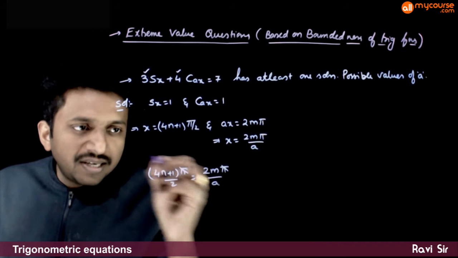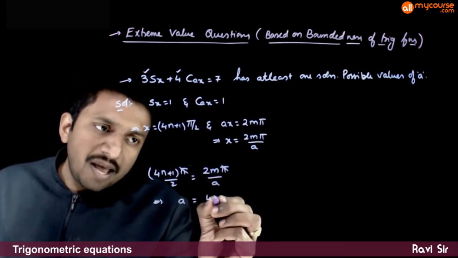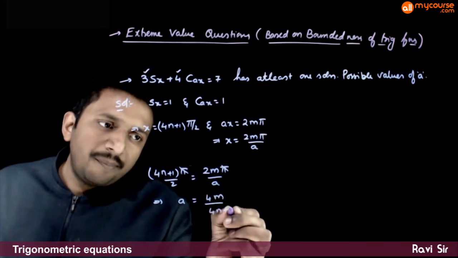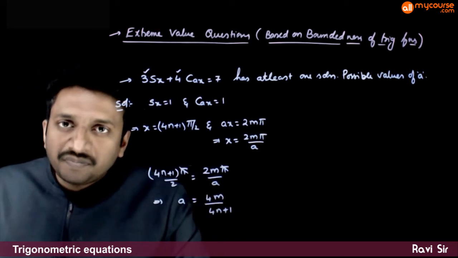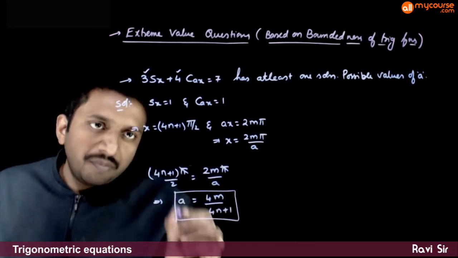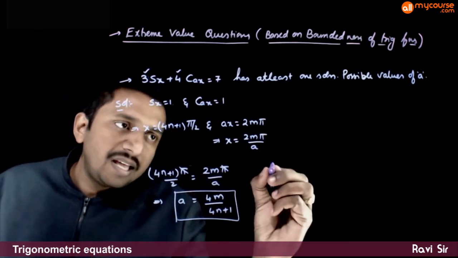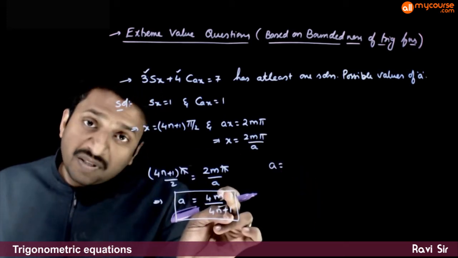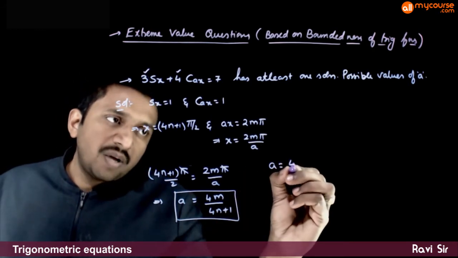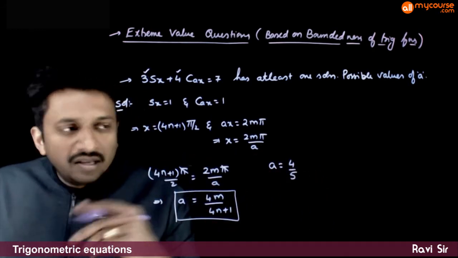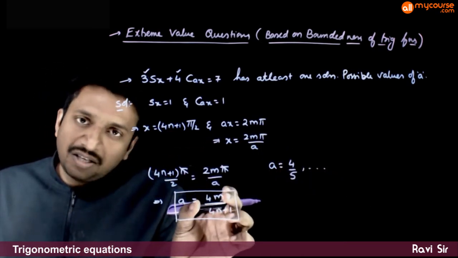This pi and this pi get cancelled. This implies a has to be of the form 4m by 4n plus 1. So a has to be of the form 4m by 4n plus 1. So if a is of this form, you will have at least one solution to this equation. For example, a can be of the form, m is equal to 1, I'll put n is equal to 1, that is 4 by 4 plus 1, which is 4 by 5. So on, you can have different values of a which satisfy this condition.